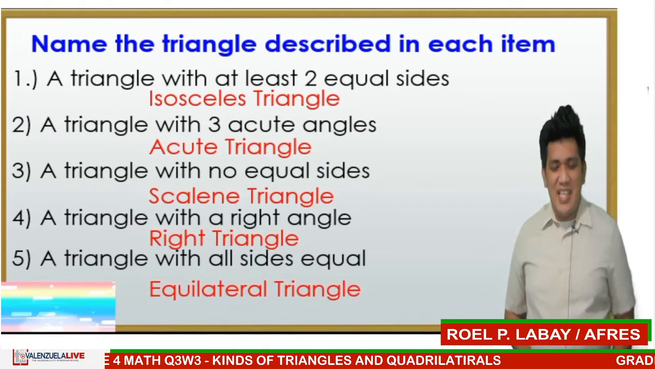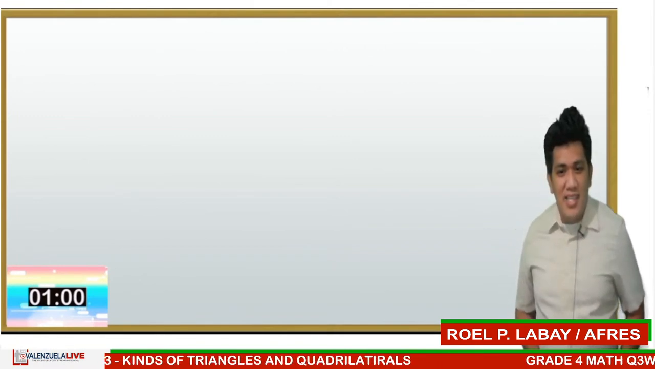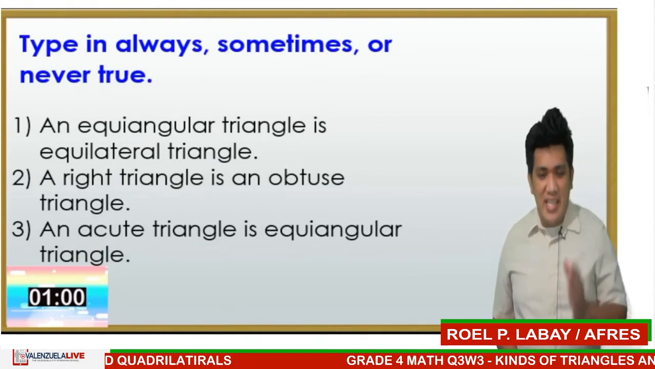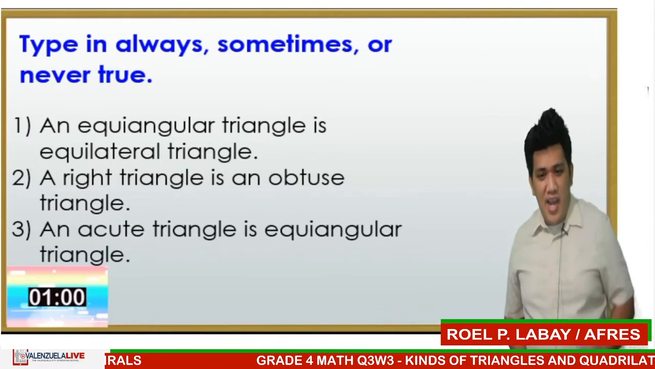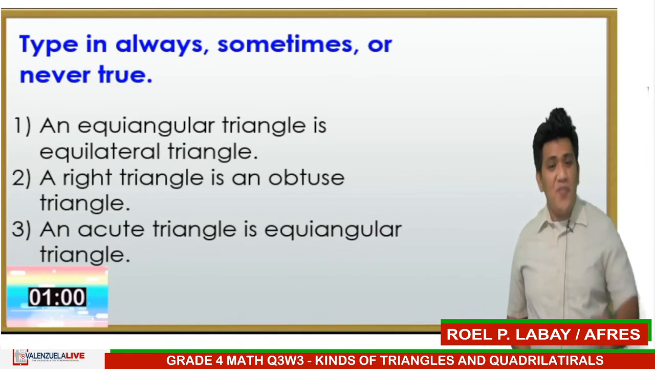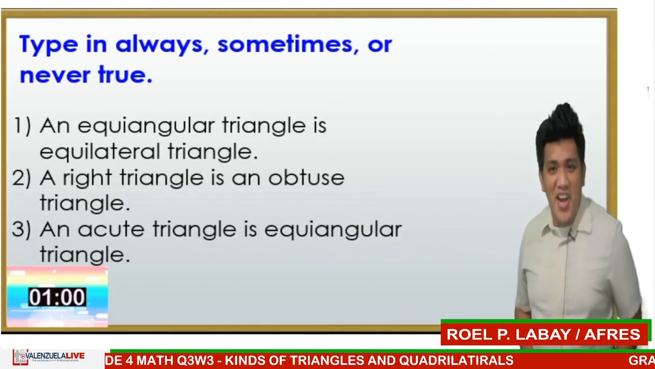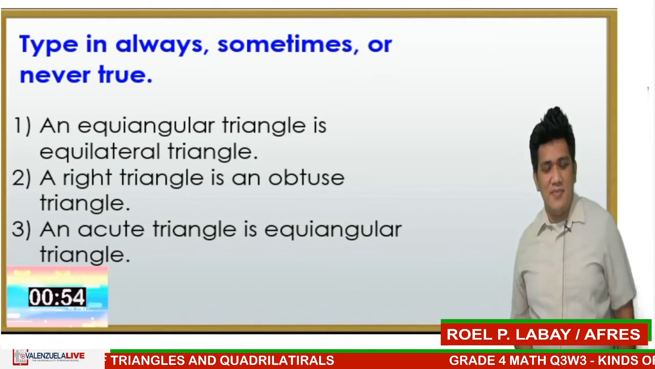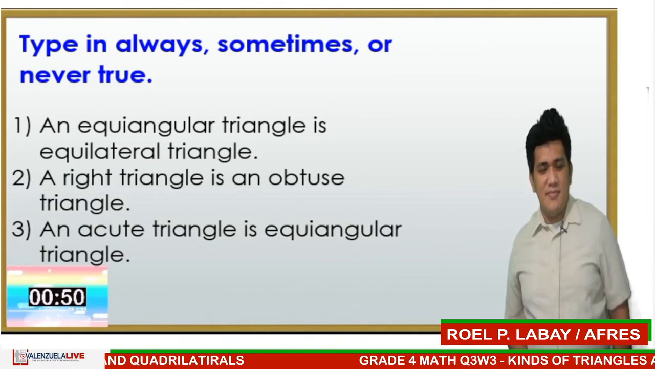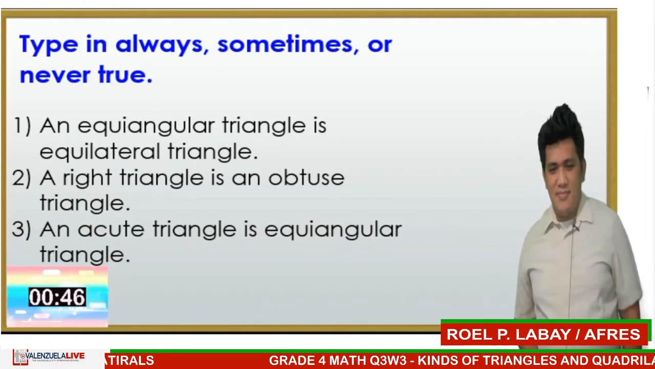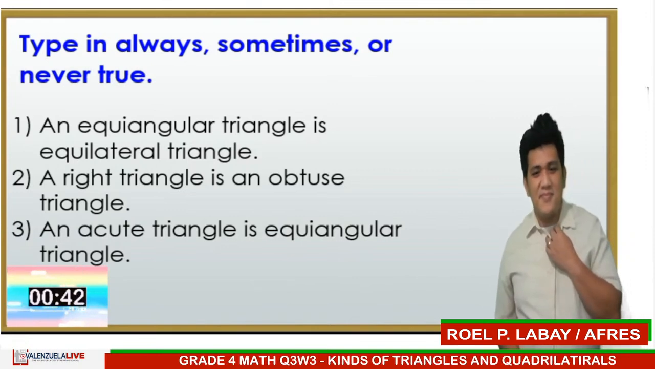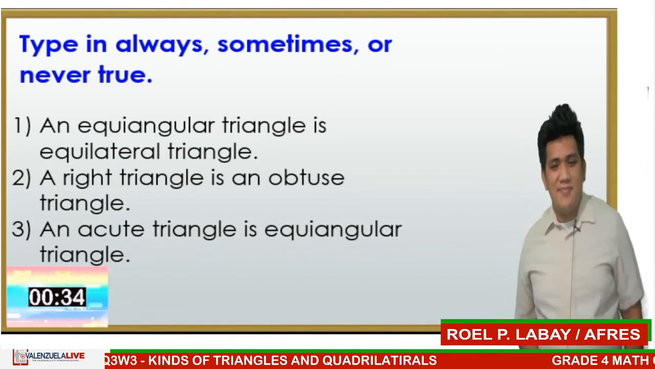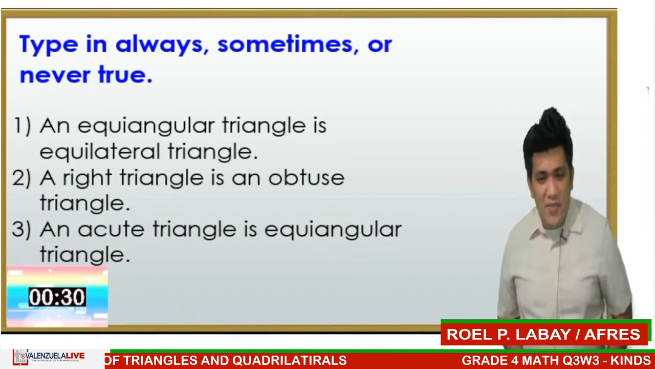Very good. Now for our next activity, I will give you 1 minute to do this. You will type in always, sometimes, or never true. And again, you will comment your answer in our comment section. So if you are ready, Grade 4 pupils, your 1 minute starts now. You have 30 seconds left.